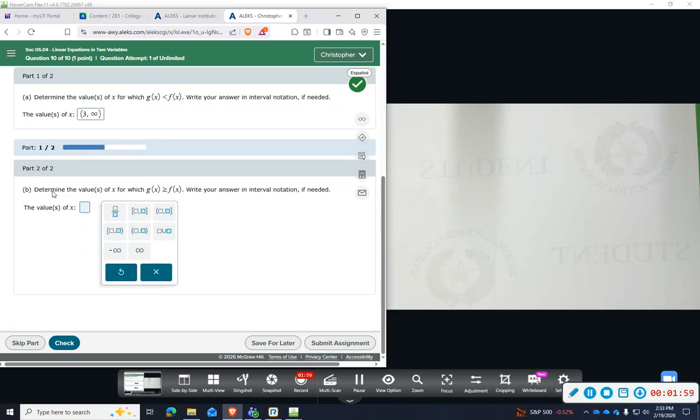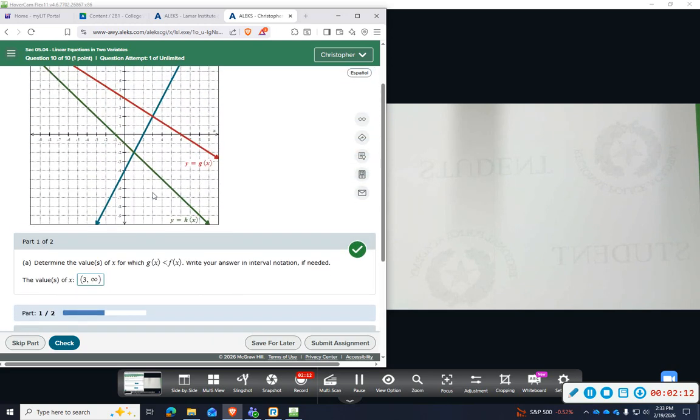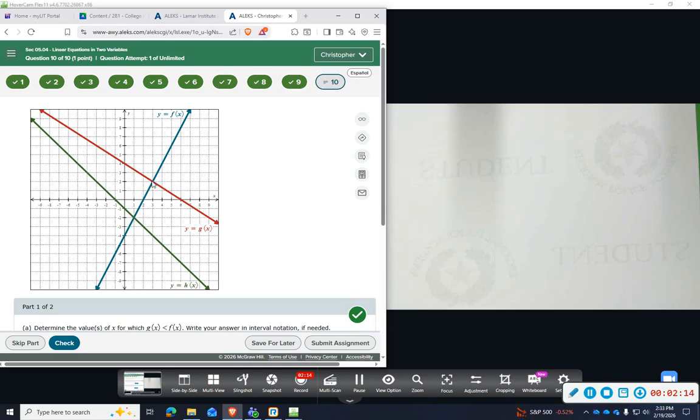All right, the second one says determine the values of x where g of x is greater than or equal to f of x. So when is this red line greater than or equal to the blue line? That happens on the left side. So starting at positive 3 and going to the left, to negative infinity, the red line is above this blue line when you compare them until you get to 3.